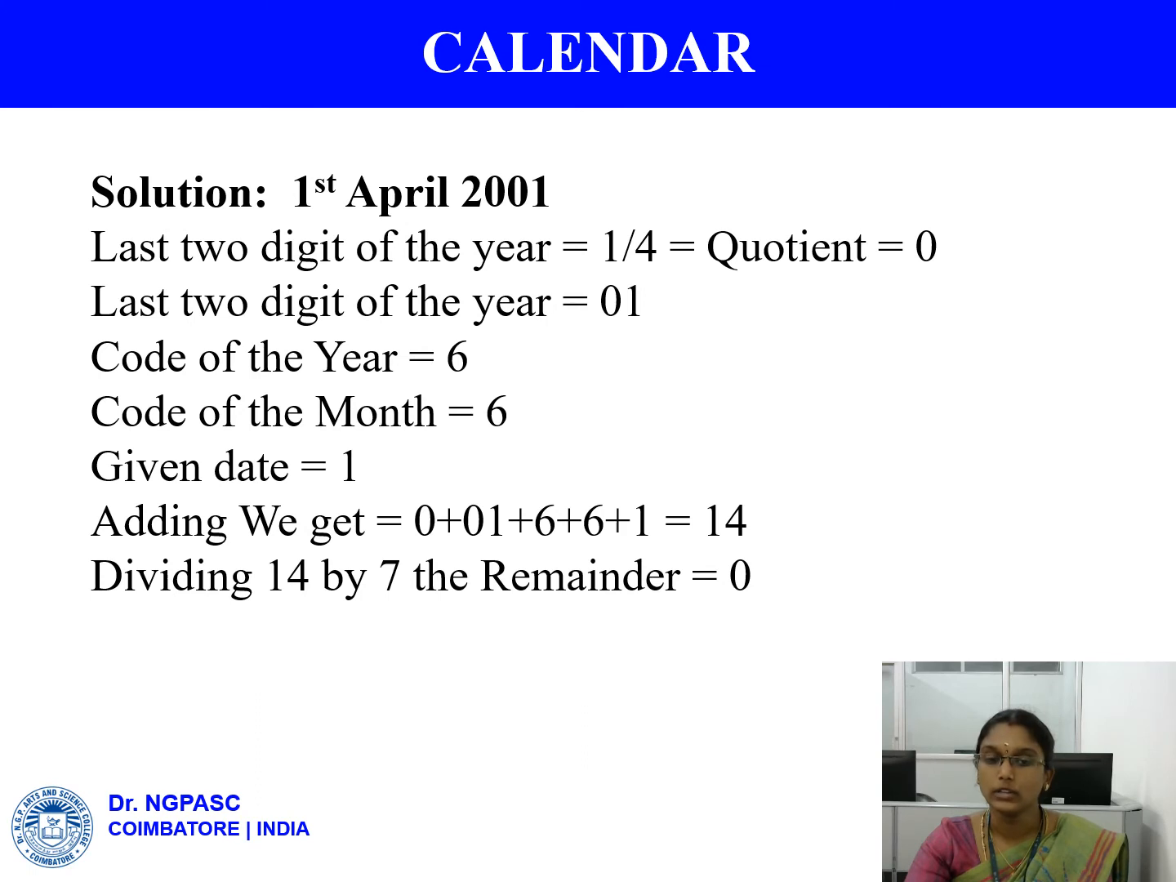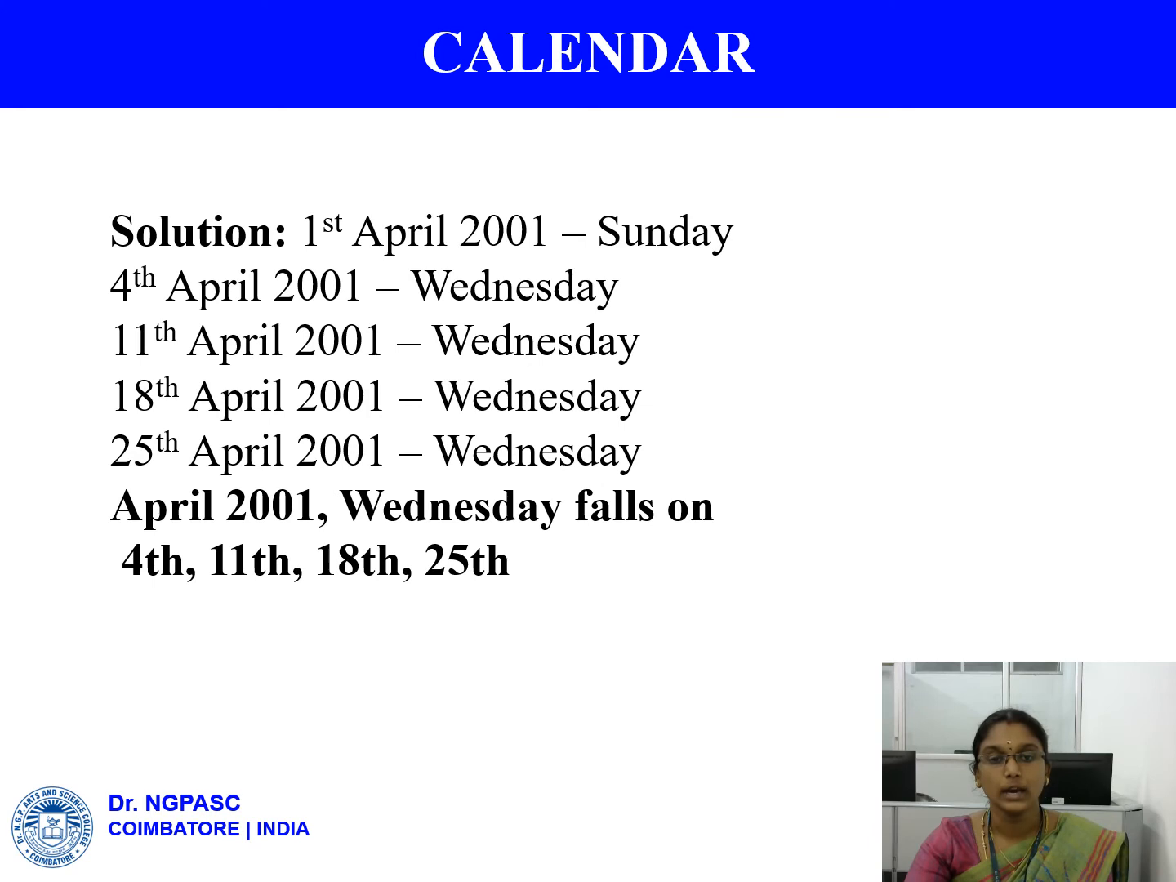So adding all the values we get 14. Dividing 14 by 7, the remainder is 0. So 0 is the code for Sunday. So 1st April 2001 is Sunday. So 4th April 2001 is Wednesday. 11th is Wednesday. 18th is Wednesday. 25th is Wednesday. So in April 2001, Wednesday falls on 4th, 11th, 18th, 25th.